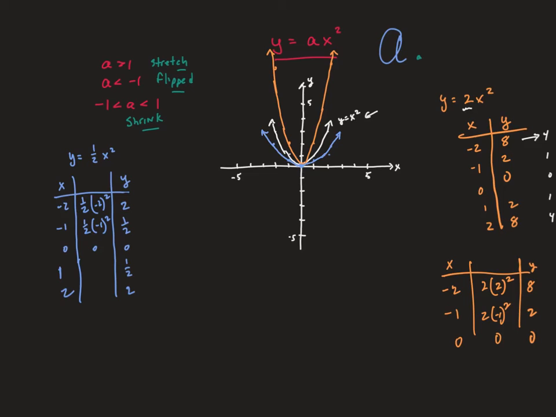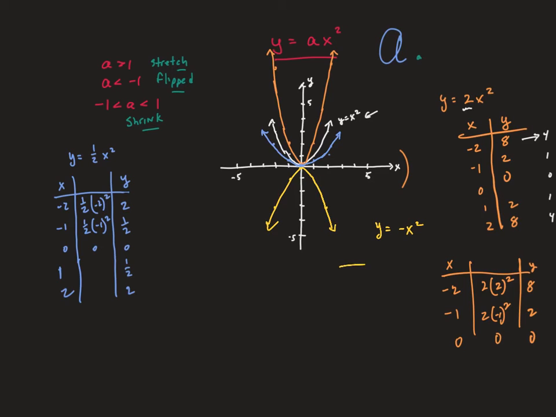And then when a is negative, it is going to reflect over the x-axis. So if I have y is equal to negative x squared, that is going to be the same shaped function, just flipped over the x-axis. There you go. Just flipped over the x-axis, because that's what the negative does.